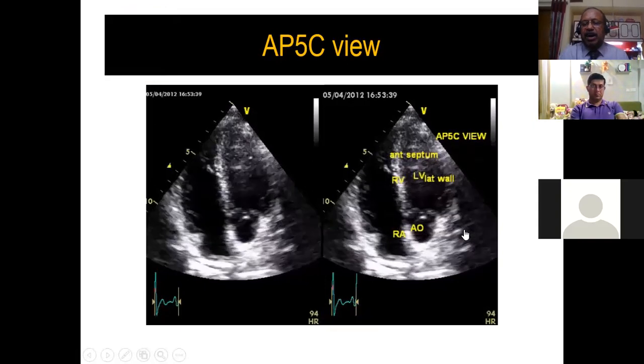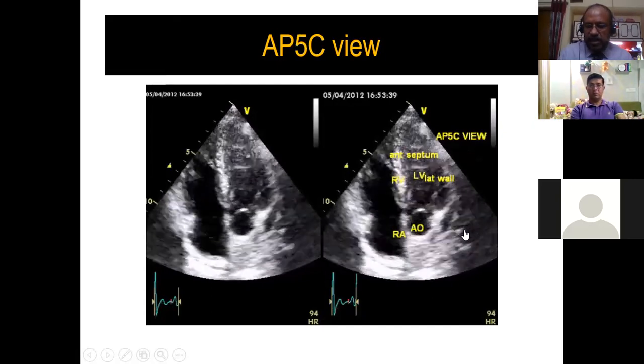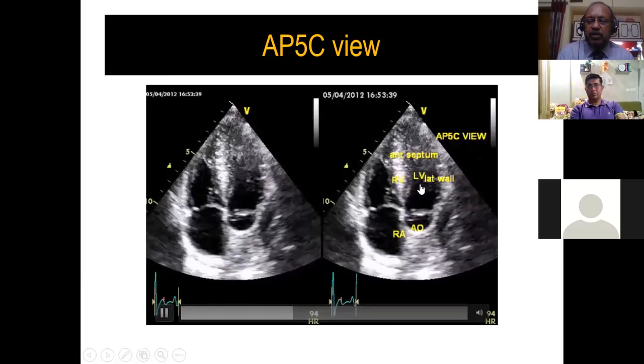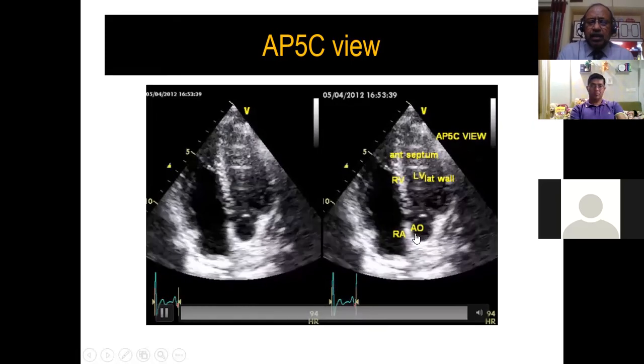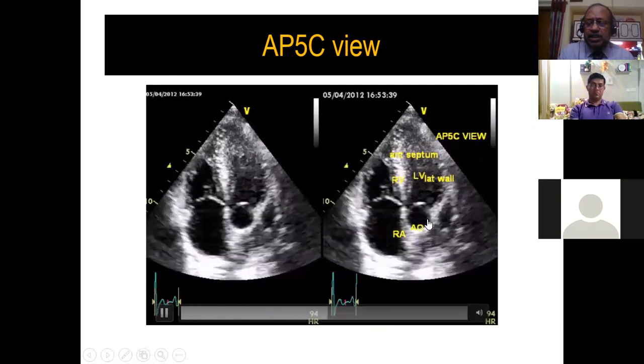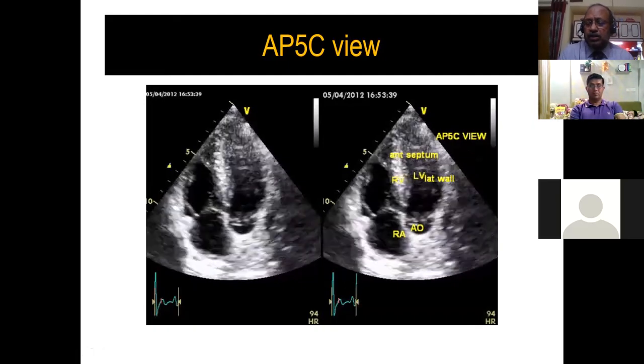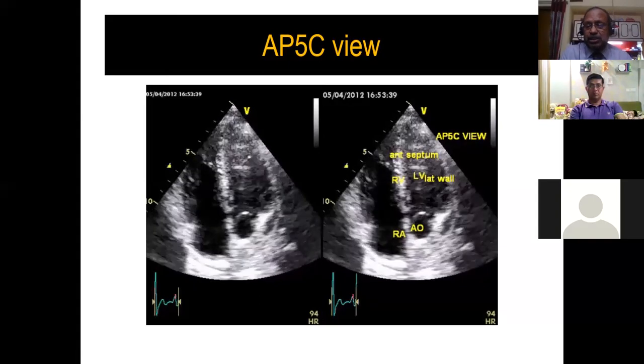Next comes the fifth intercostal space, left apical 5-chamber view. What is this 5-chamber view? When the footprints start looking towards the aorta, the aorta opens up. Now this is again a contention point.